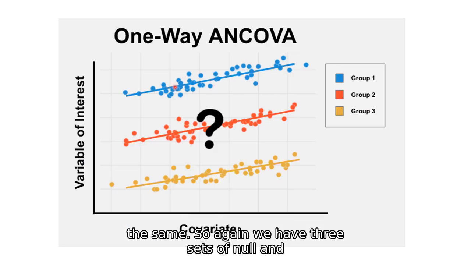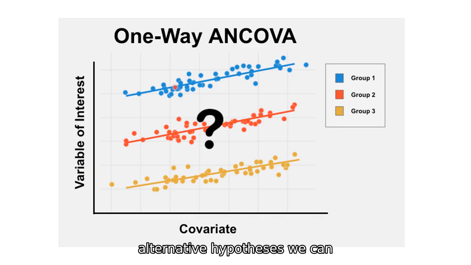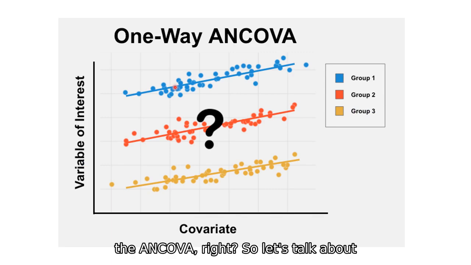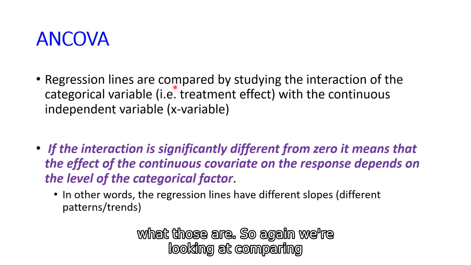So again, we have three sets of null and alternative hypotheses we can actually interpret from a single running of the ANCOVA, right? So let's talk about what those are.